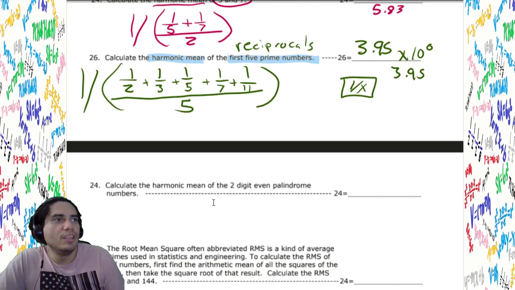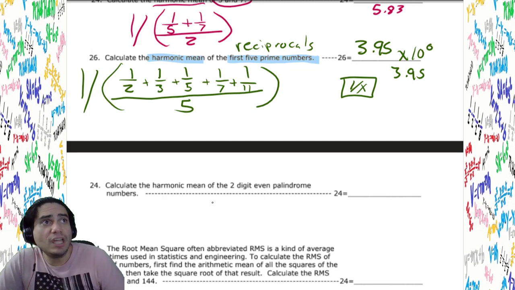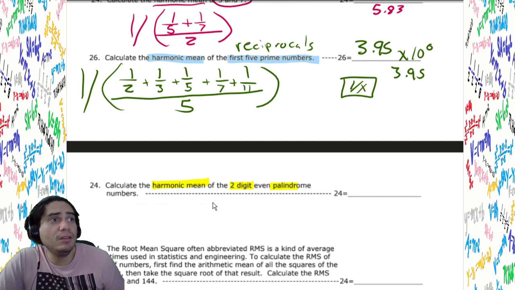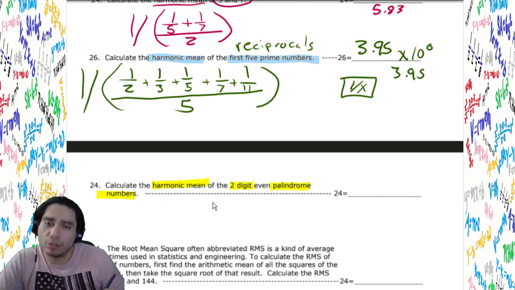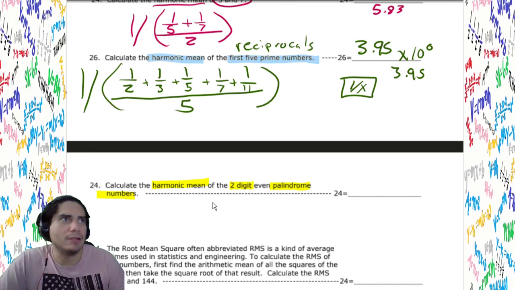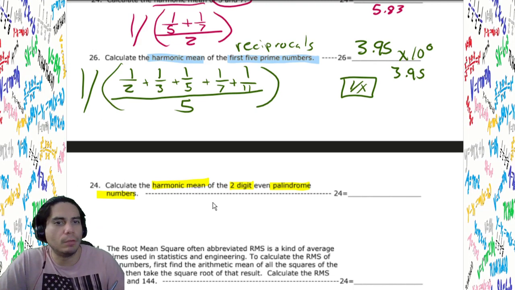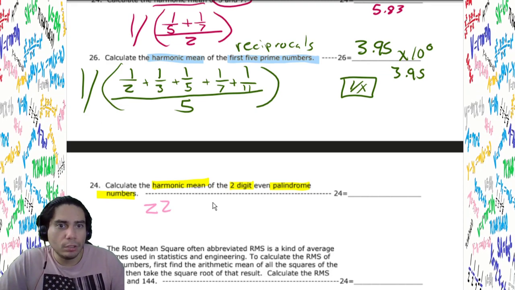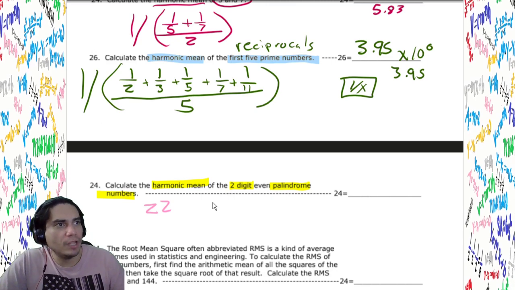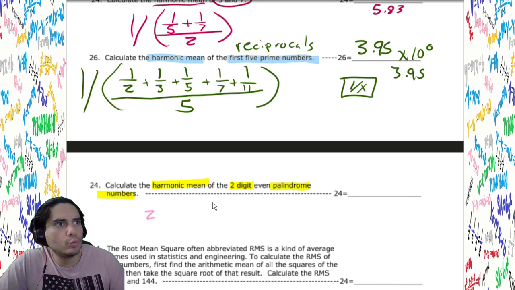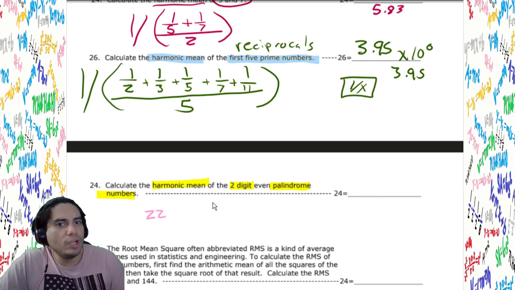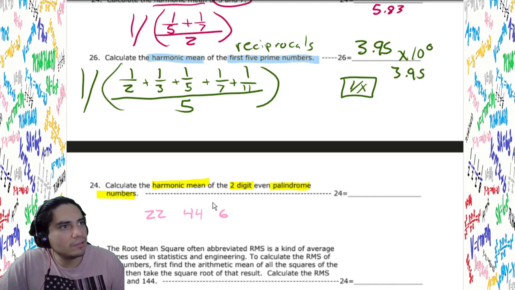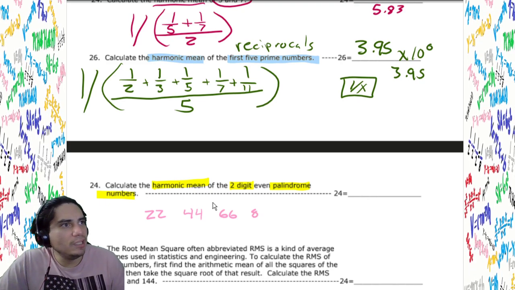We got our next problem. Calculate the harmonic mean of the two-digit even palindrome numbers, okay? So let's see how many two-digit even palindromes we got. We got to get even numbers. So what's an even number? 2. So we're going to put 22. Let me drop this a little bit. Let's drop it right here. 22, right? Another one is 44. Another one, 66. Another one, 88.